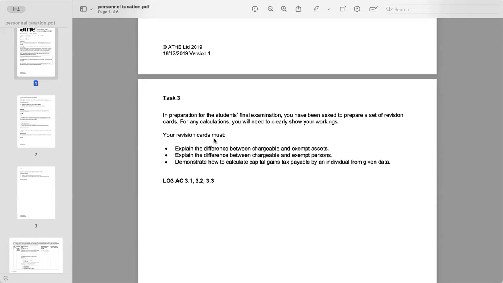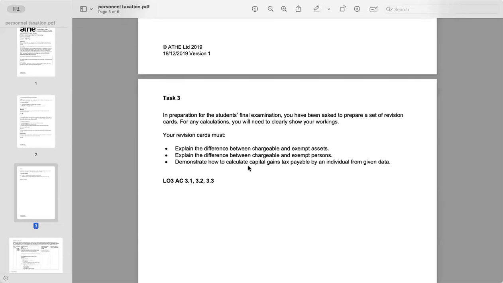Next, you will explain the difference between chargeable and exempt persons. Chargeable persons are individuals or entities liable for capital gain tax on chargeable assets. Exempt persons are individuals or entities exempt from capital gain tax, such as certain non-profit organizations or government bodies.